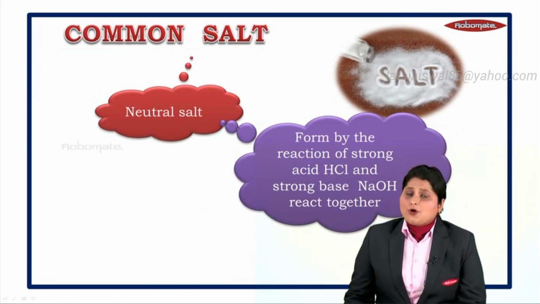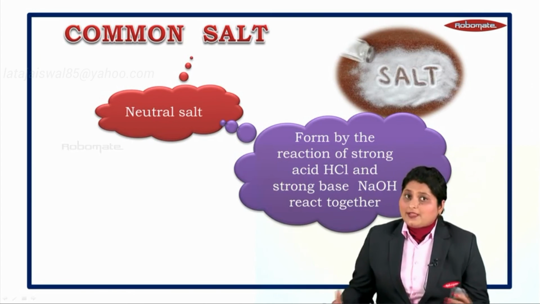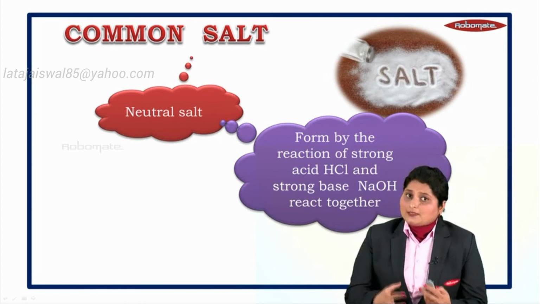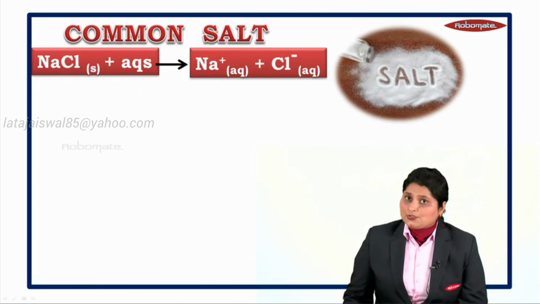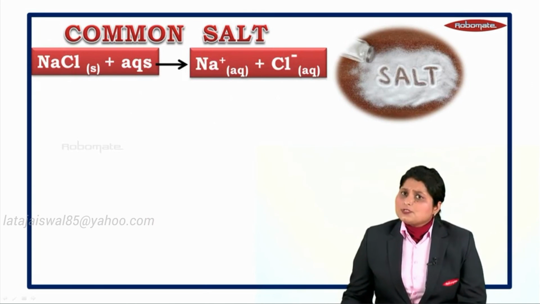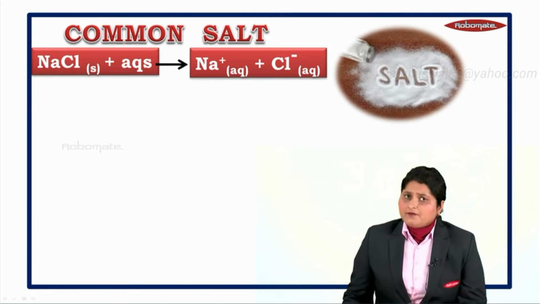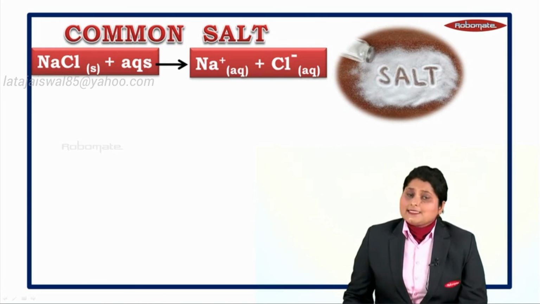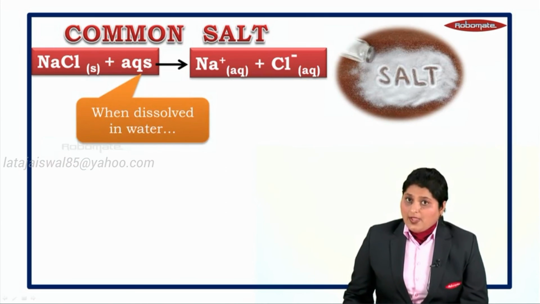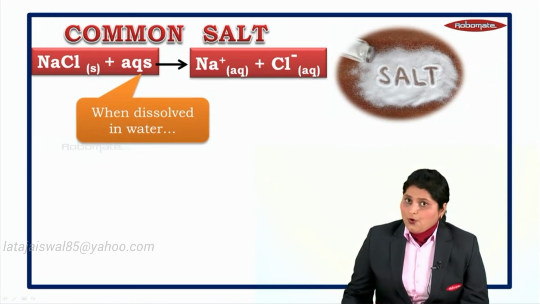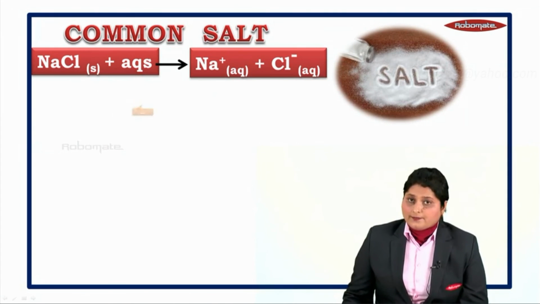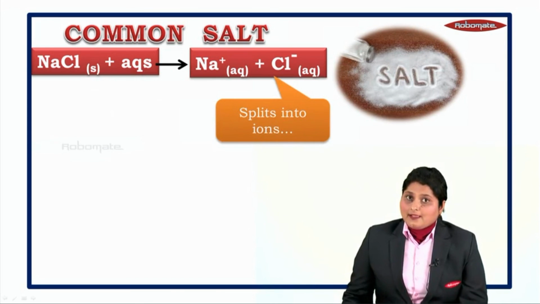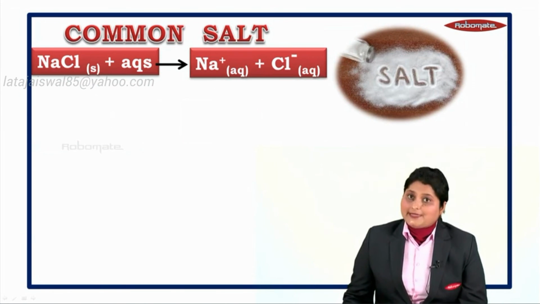It is formed by the reaction of strong acid, that is HCl, and strong base, NaOH, when they react together. The product, the salt, is called neutral salt. Now, this neutral salt, which is solid, when we dissolve in water, splits into Na plus and Cl minus. When we dissolve this in H2O, the aq stands for aqueous, that is water. Let's move ahead. It splits into ions, as we all know, into Na plus and Cl minus.